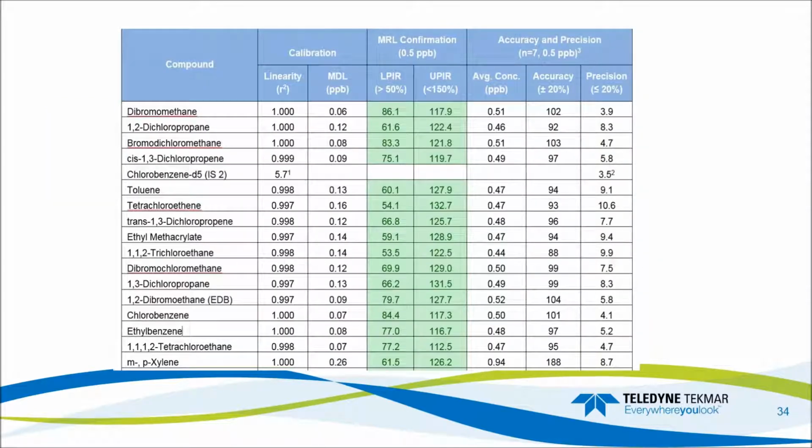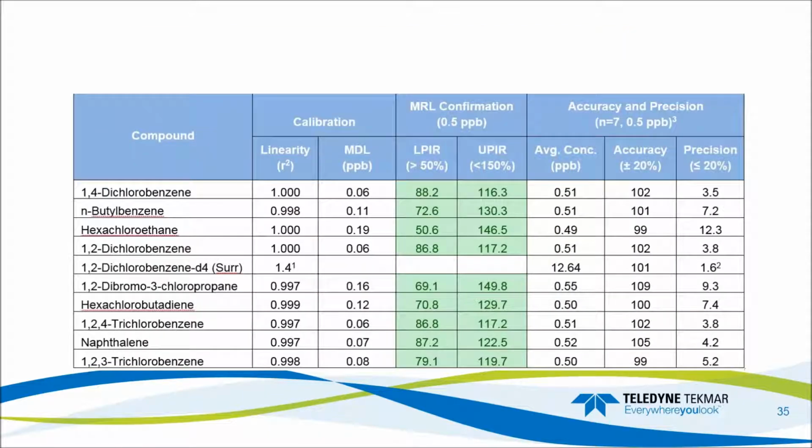And then as we move through the middle of the list, the middle eluters, again, we still see very linear results, low MDLs, and we're meeting the MRL confirmation requirements. And last but not least, looking at the back end, the heavy compounds, still very linear results, still low MDLs. So even for those heavier compounds, we're still getting good purge efficiency.